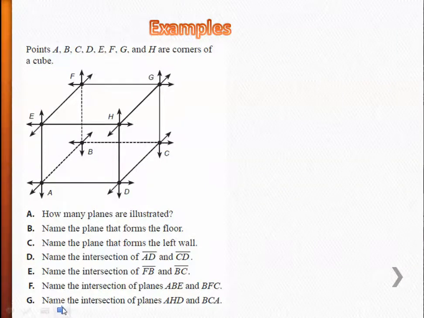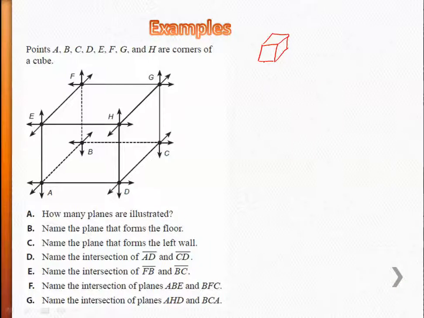Okay, here's another example. It says points A, B, C, D, E, F, G, and H are corners of this cube. And they've got a lot of lines there that can make us confused, but we're not going to let it do that to us. We can answer these questions pretty easy. How many planes are illustrated? So if you need to, you could kind of draw this to where you're not seeing all that busyness. And I know cubes aren't the easiest thing to draw, but that gives you an idea.